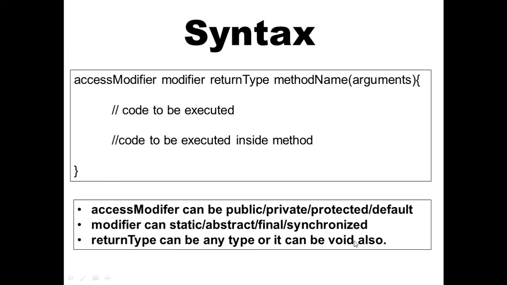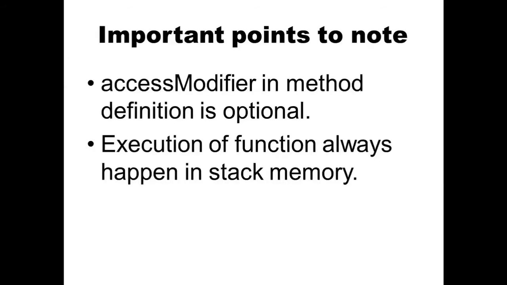So now we will see important points to note. The access modifier in a method definition is optional. We can have it public, protected, private, or default, or if we don't want it, we don't need it. So it is optional. You can have it or you don't have it.